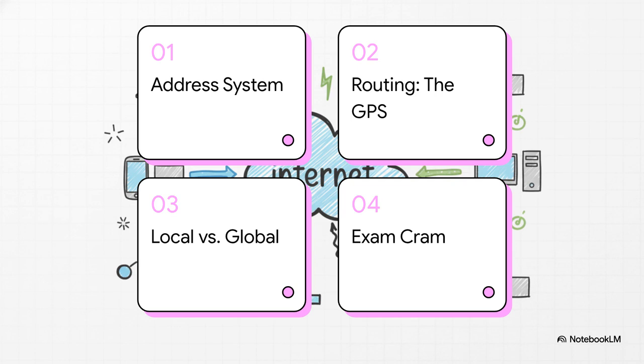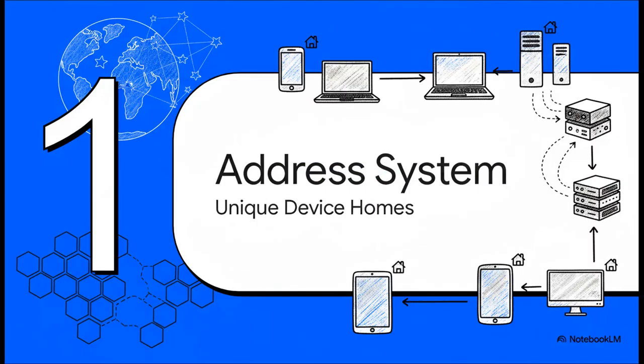First up, we'll look at the internet's address system. Then we'll dive into how data finds its way around. Think of it as the internet's GPS. After that, we'll talk about the difference between local and global delivery. And finally, we'll wrap it all up with an exam cram to make sure you've got the key takeaways locked in. Right, let's jump straight into part one.